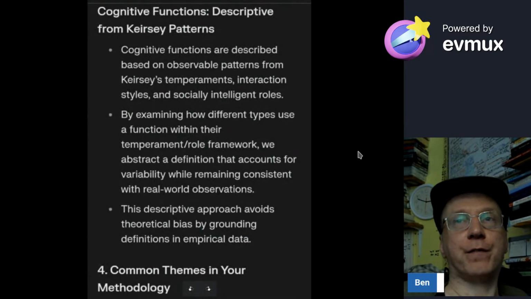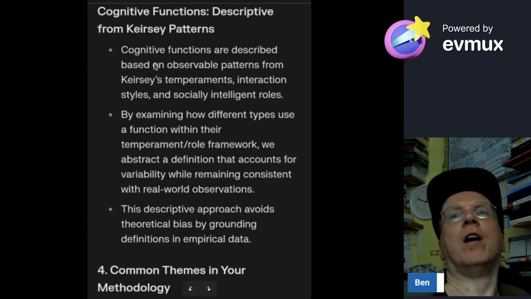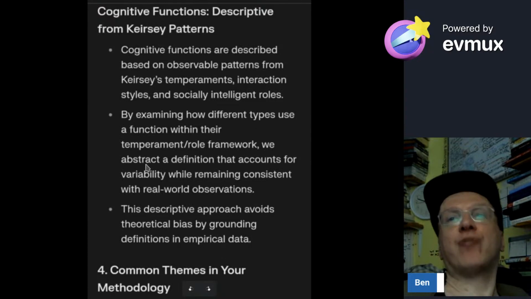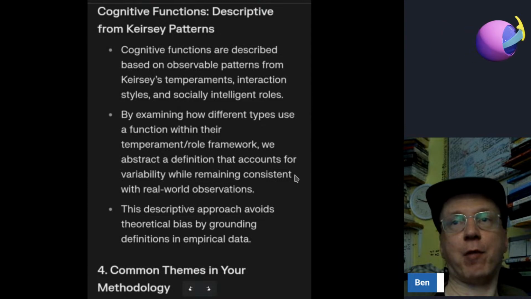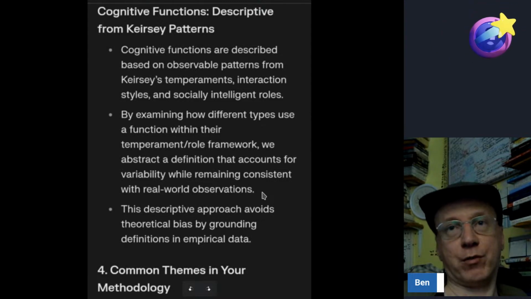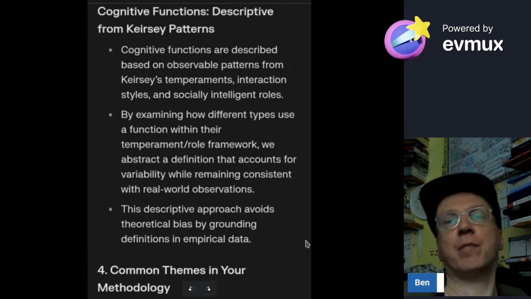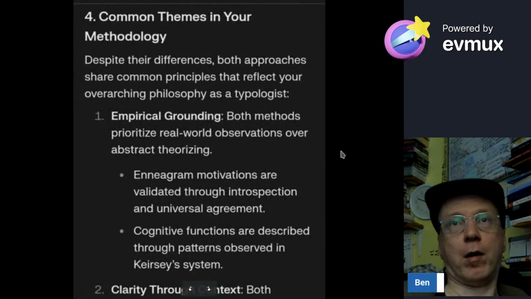Cognitive function, descriptive from Keirsey patterns. Functions are described based on observable patterns and information styles. Well, this is a bit repetitive. By examining how each type uses a function within the temperament framework, we can abstract a definition that accounts for variability while remaining consistent with real-world observations. This descriptive approach avoids theoretical bias by grounding definitions in empirical data.